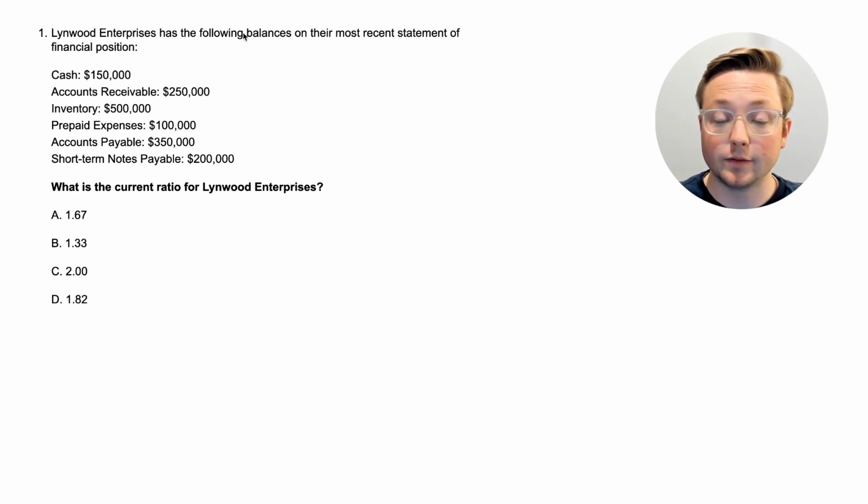Linwood Enterprises has the following balances on their most recent statement of financial position: cash $150,000, accounts receivable $250,000, inventory $500,000, prepaid expenses $100,000, accounts payable $350,000, short-term notes payable $200,000. So with all that information, we need to figure out the current ratio for Linwood Enterprises. A lot of you probably already know the current ratio. It's a pretty common one. If you don't know how to calculate it, that's okay. If you do, pause the video and do the calculation yourself, and when you're ready, come back, we'll look at it together. All right, here we are.